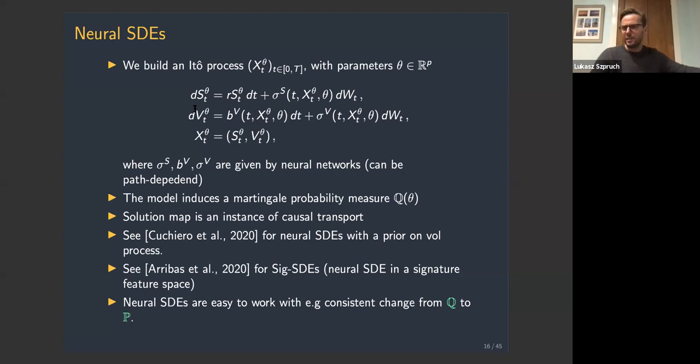Okay. Just a quick follow up. So you're saying there is an independence from time to time for these coefficients. It's just a function of a few parameters, right? Yeah. So how do you capture if there is correlation from time to time for these coefficients?